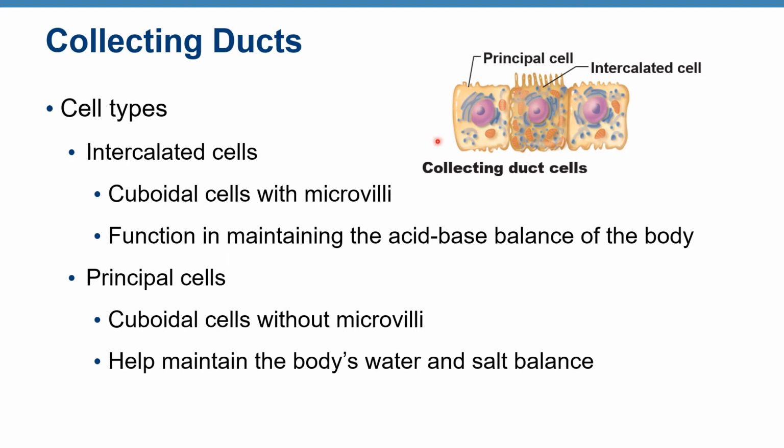In the collecting duct, we have two major cell types. We have principal cells and intercalated cells. Intercalated cells have this microvilli, and they function in acid-base balance. And principal cells regulate salt and water balance. So acid-base, intercalated, and water and salt, principal cells.